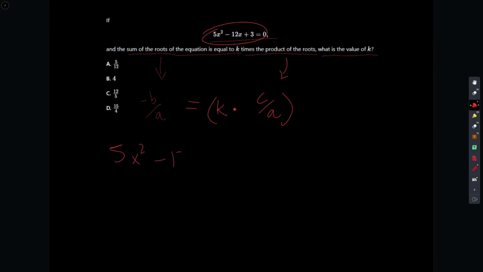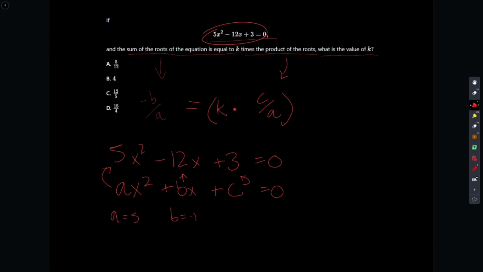So 5x squared minus 12x plus 3 equals 0. Now recall the quadratic standard form, which is ax squared plus bx plus c equals 0. And then we can easily pick out our a, b, and c in this equation and go on from there. So it's clear to see here that our a is equal to 5, our b is negative 12, and our c is 3.